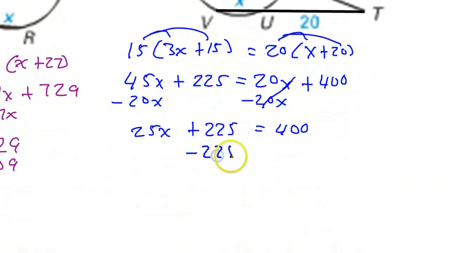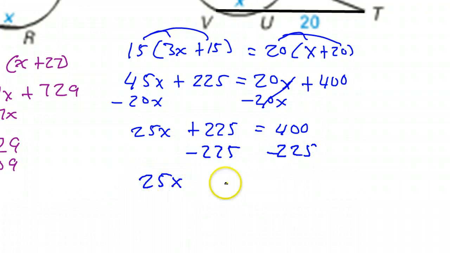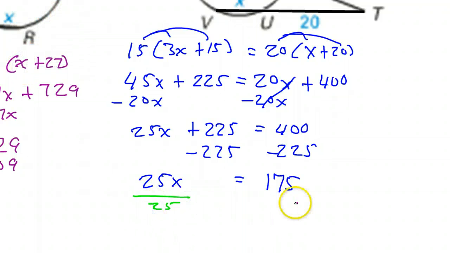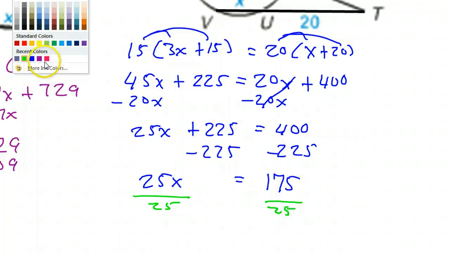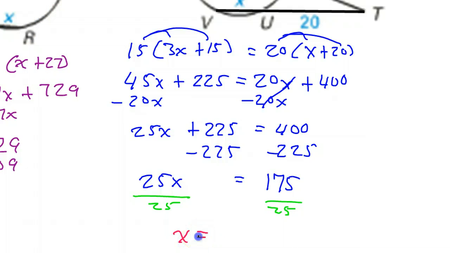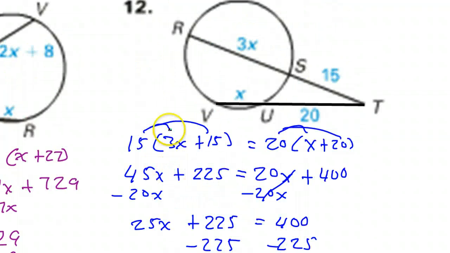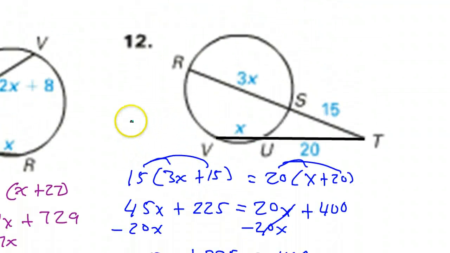I would subtract 225 from both sides. So I will get 25x is equal to 175. And then of course we will divide both sides by 25. So x equals 7. And that is our answer to number 12.